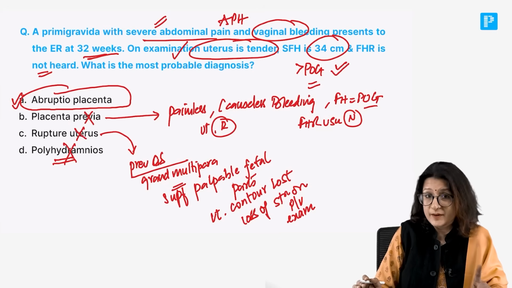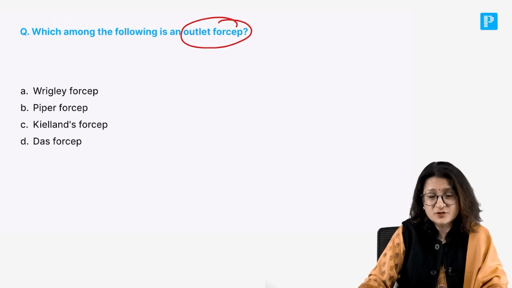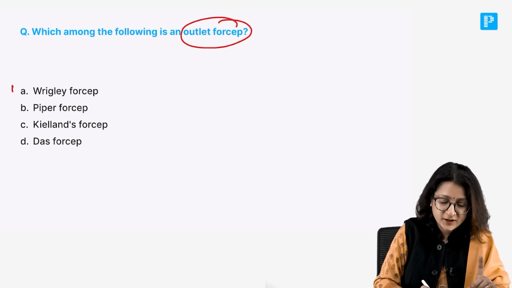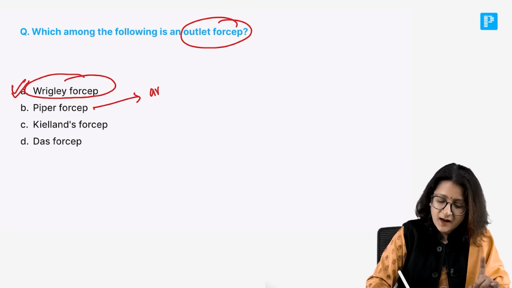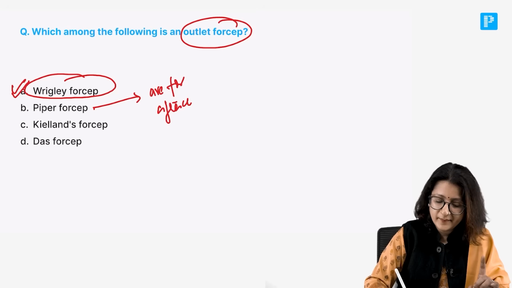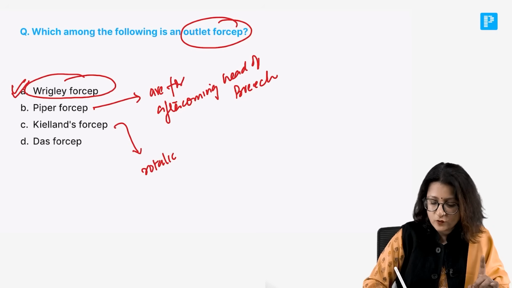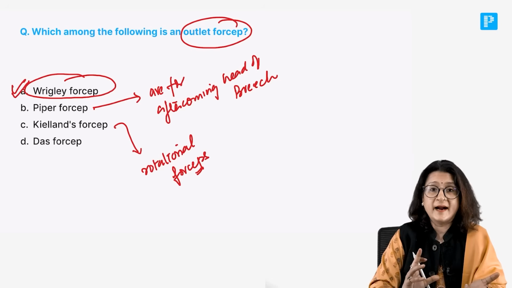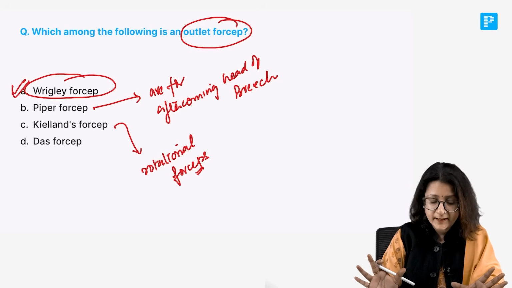Answer is placental abruption. Now, which among the following is an outlet forceps? The kind of forceps that are specially designed for outlet forceps application is Wrigley's forceps. Piper's forceps are for the after-coming head of breech. Kielland forceps are rotational forceps, applied for rotation of the head. And generally, we are not using rotational forceps anymore in our clinical practice.